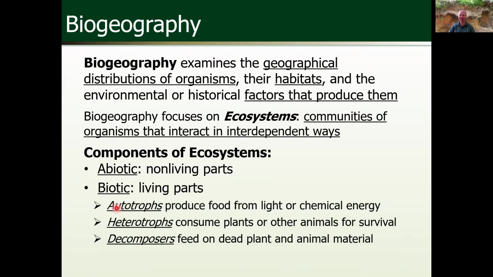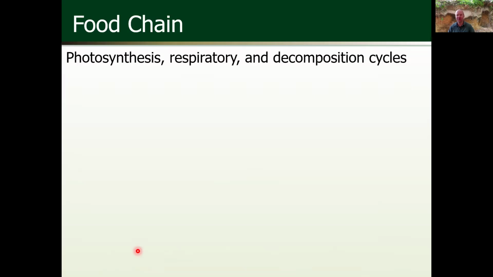categories of biotic organisms. We have autotrophic organisms that produce food from light or chemical energy. We have heterotrophic organisms that require consumption of plants and other animals for survival, like ourselves. And then we have this special class, one of my favorites, called decomposers, that exclusively feed on dead plant and animal matter. There are many types of decomposers. However, the world over, there's an incredible amount of microbes, both bacteria and fungi, that are these incredible decomposers. And we'll look at soils in the future and talk a little bit more about that.